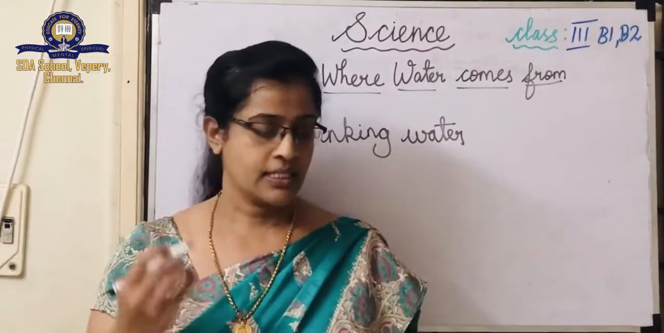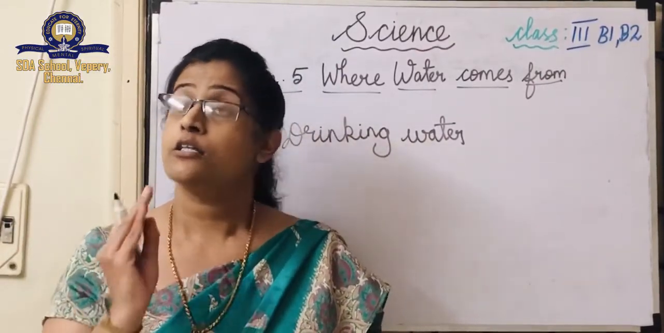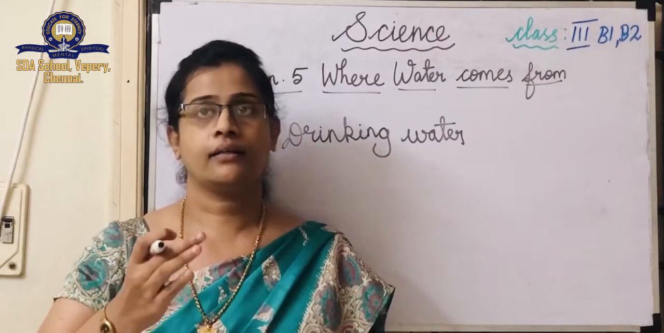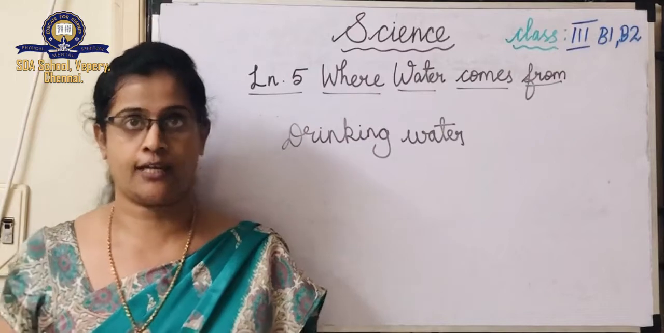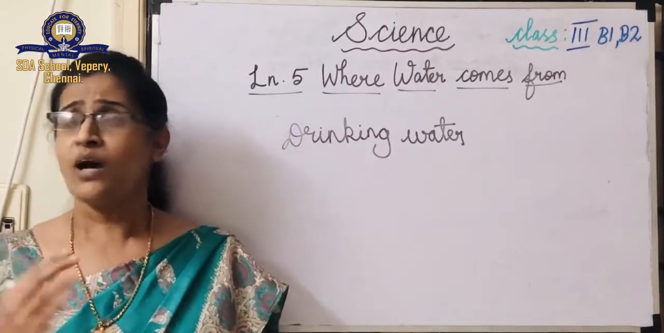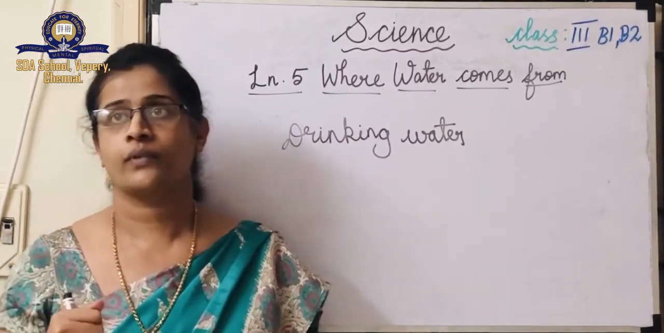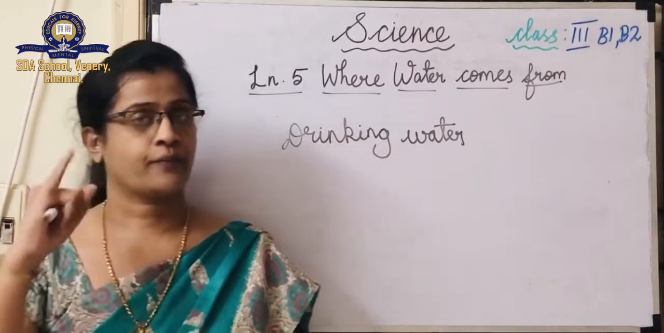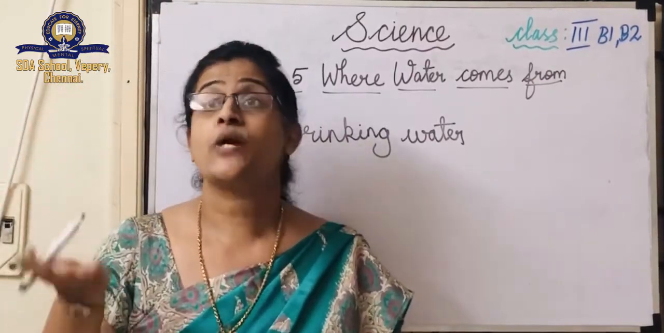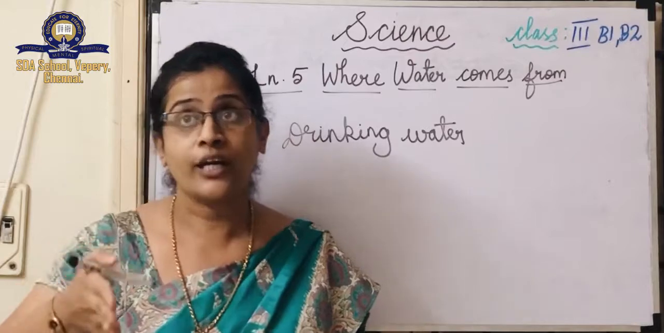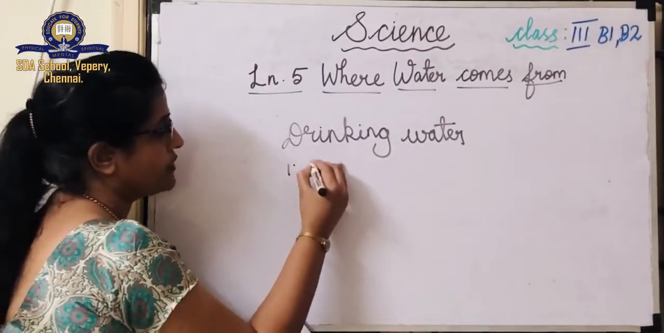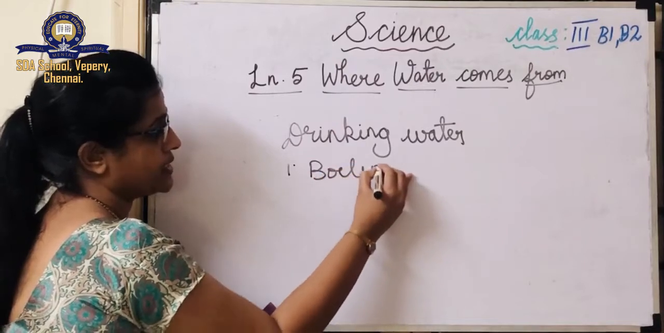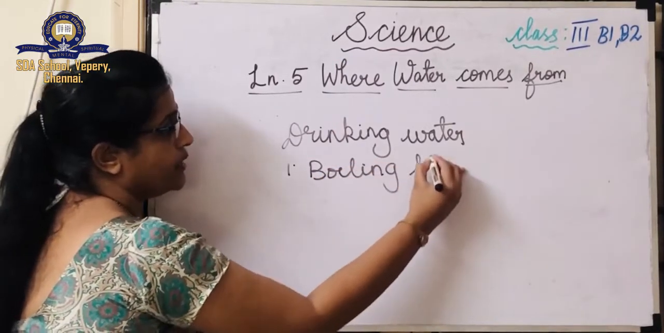Tap water sometimes has germs and other harmful things. So we must clean it before drinking it. How can we clean it? First one, an easy one, is you have to boil the water. First step is boiling the water.